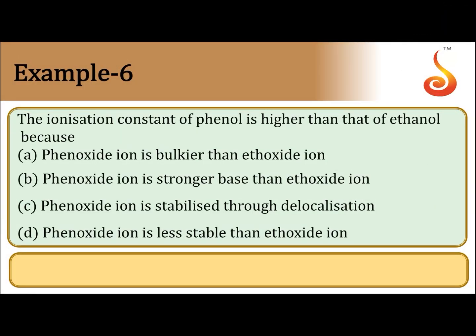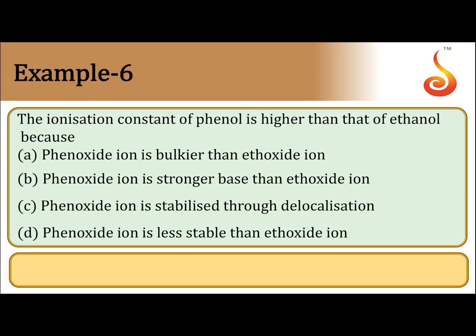The ionization constant of phenol is higher than that of ethanol because... means they are asking why phenol is more acidic than ethanol. Ionization constant means dissociation constant. Dissociation constant will be more if there are more H plus ions in the solution. Means they are asking why phenol is more acidic than ethanol. So let us see the first option.